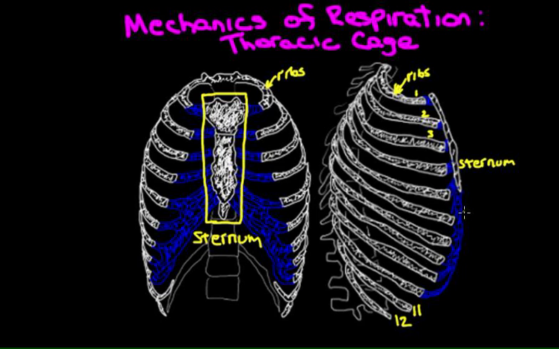Now your ribs connect to the sternum, but it's actually just the first 10 ribs that have a connection to the sternum. Ribs 11 and 12 do not connect to the sternum and are said to be floating ribs.